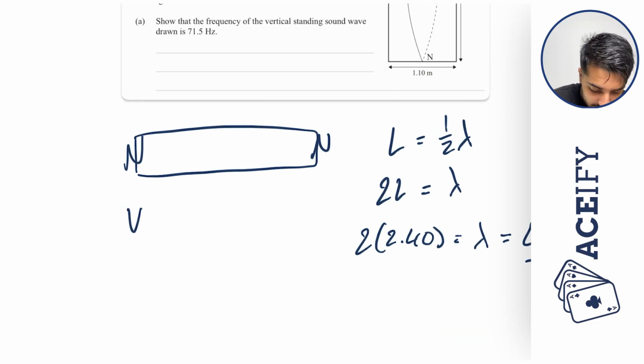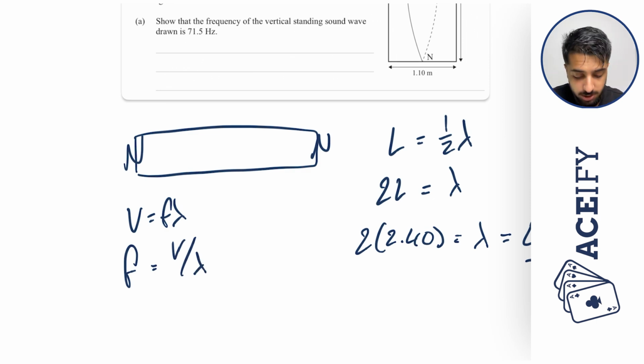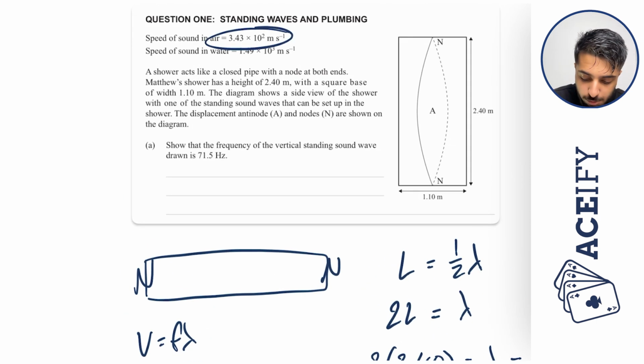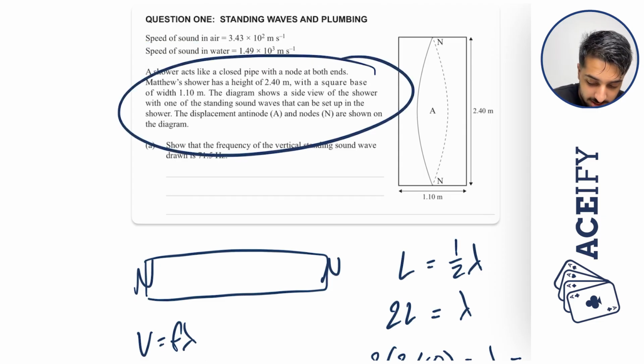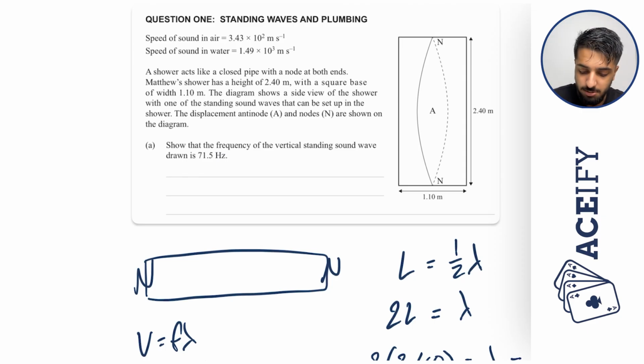Now we know that V is equal to F lambda, and therefore F is equal to V all over our wavelength. We know that the velocity of the wave is 343 meters per second. Now, a thing that a lot of students mess up, and myself included when I was doing this past exam for my revision, is I thought that we were going to use the speed of sound of water because he's in a shower, right? That makes complete sense. But what this description doesn't tell you, and it tells us later on, is that this wave is produced by a speaker. It doesn't tell you that here, and so I also assumed that it was water, but in this case, because it's a speaker producing the wave, it's the speed of sound in air.